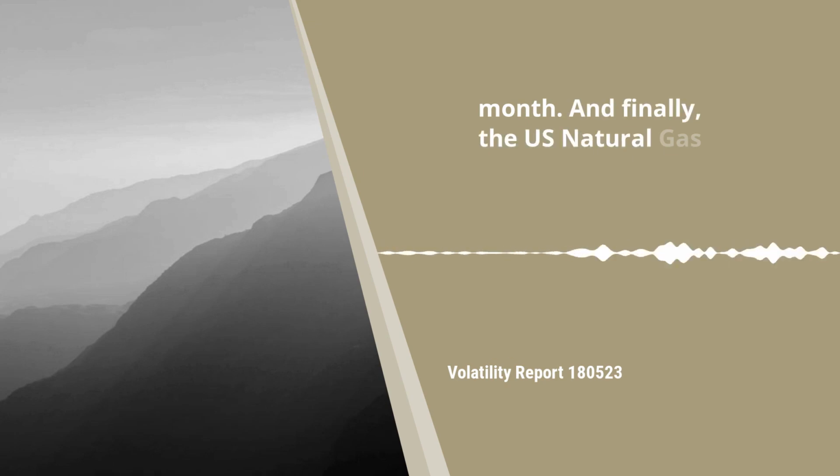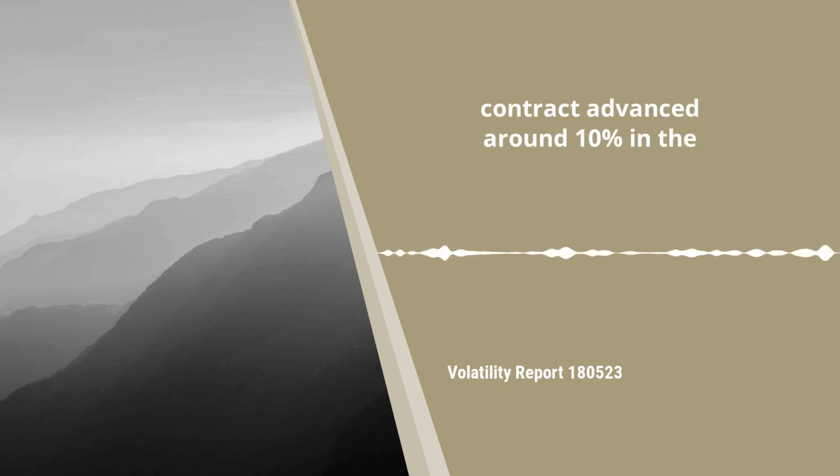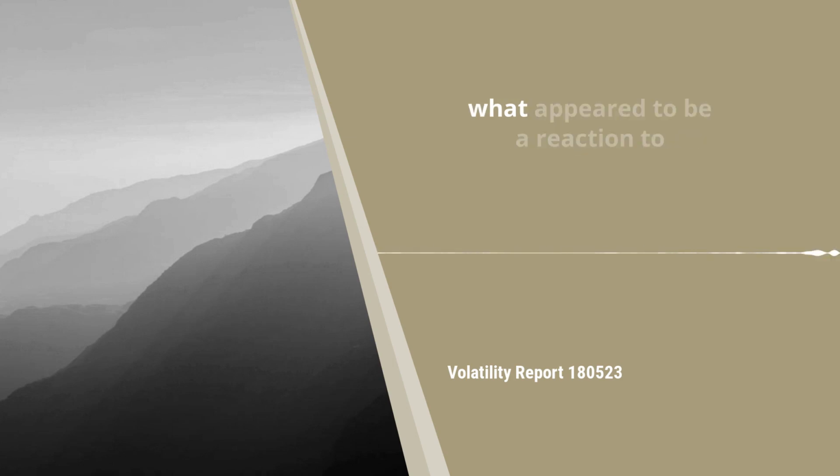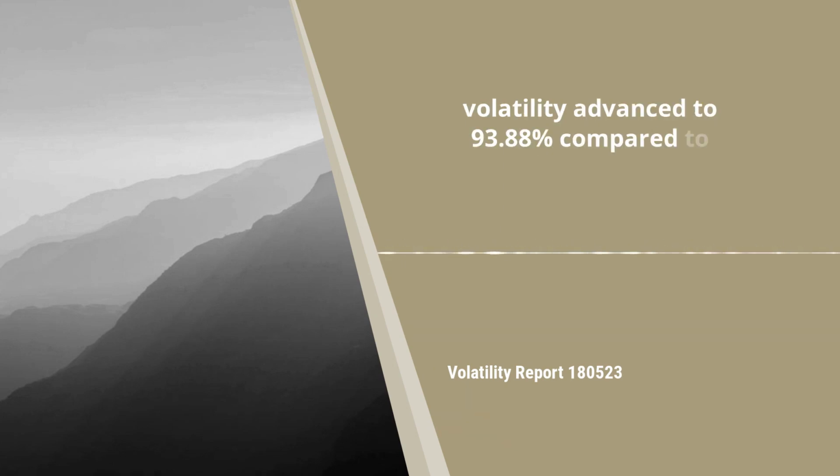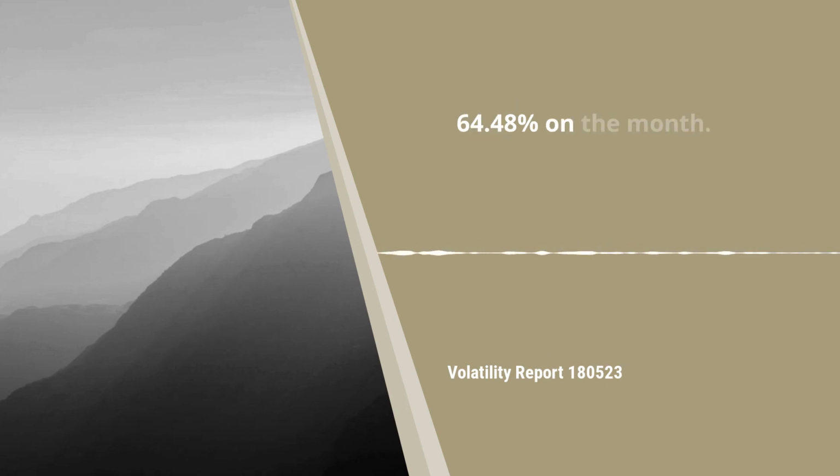And finally, the US natural gas contract advanced around 10% in the latter part of Thursday's trade, with what appeared to be a reaction to inventory data showing a smaller than expected weekly surplus. One-day volatility advanced to 93.88% compared to 64.48% on the month.